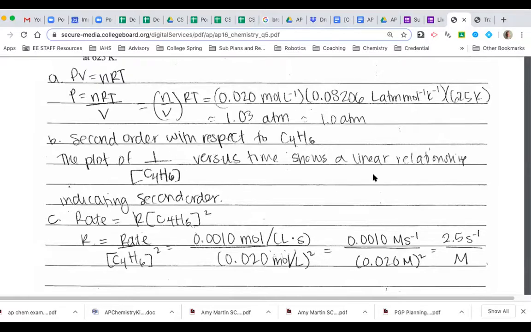See, this person says a lot less. The plot of this versus time shows a linear relationship indicating second order. That's what you really need to say. You might not even want to spend a bunch of time saying the other two aren't linear. You don't have to say which ones they are.